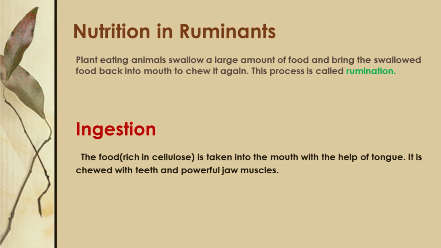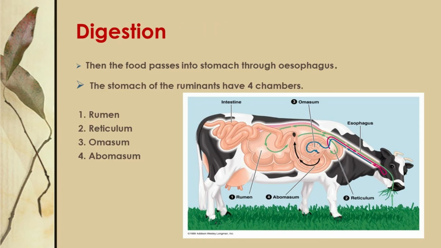The same process goes on inside the body of these ruminants. First of all, ingestion. The food is taken in through the mouth with the help of the tongue. In the mouth of the ruminants, there are teeth and powerful jaws that help to chew the food. After that, food passes into the stomach through the esophagus, and the stomach of the ruminant has four chambers: rumen, reticulum, omasum, and abomasum.